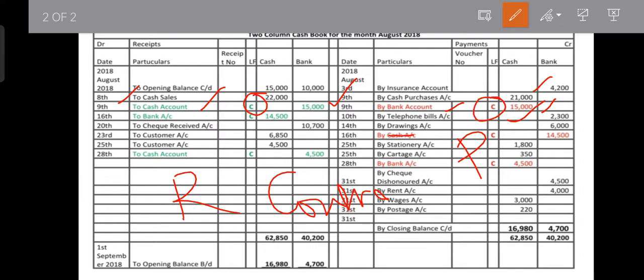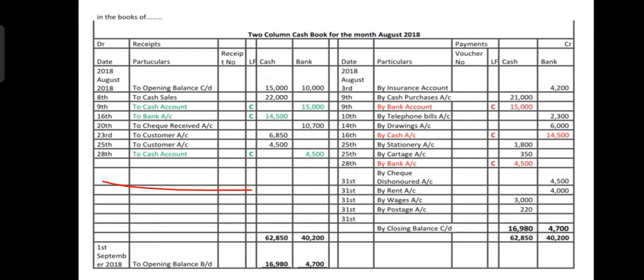In connection with this you have to give a little bit of importance, and you should understand this. This is the major thing you should keep in mind, either in the 2 column cash book with cash and bank columns or the 3 column cash book. This type of adjustment will definitely appear.